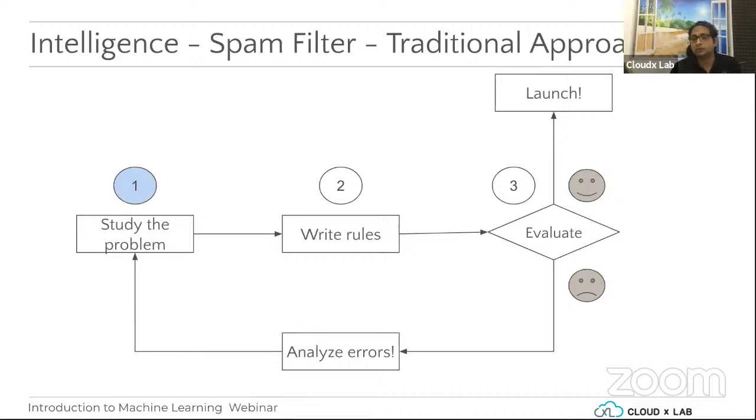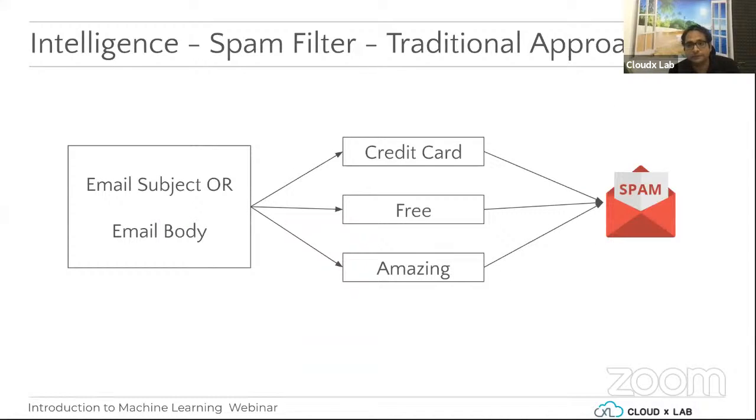Now, we evaluate this kind of model. So we will write thousands of such rules, and we evaluate it. And if it's working perfectly on unseen data, we will basically launch. Otherwise, we'll go back to the analysis. We'll go back to analyze errors and so on, right?